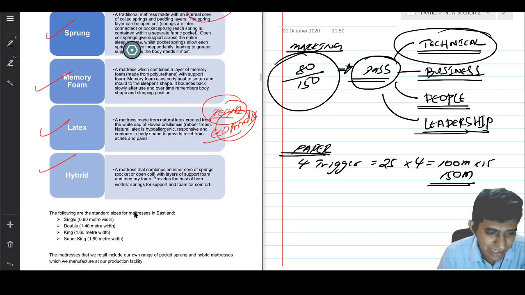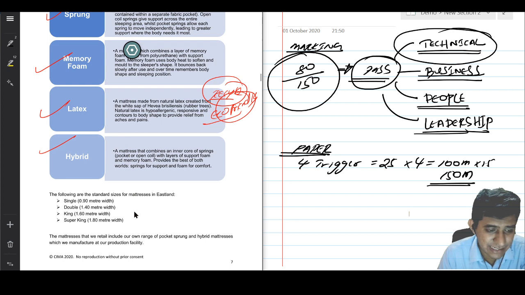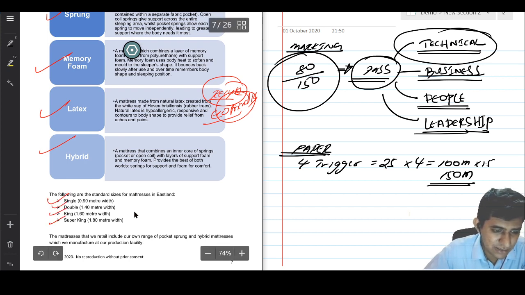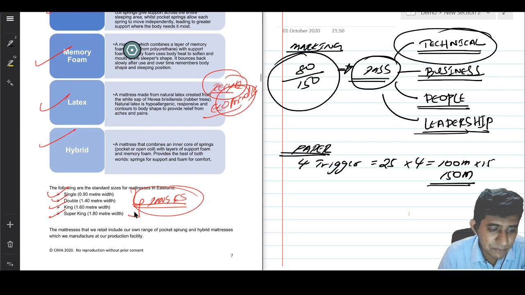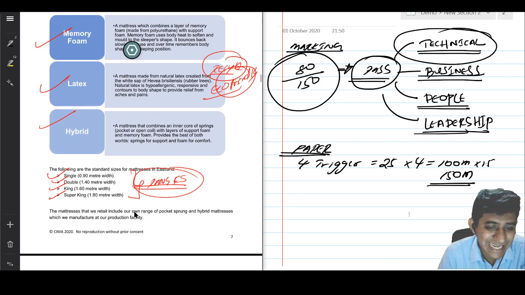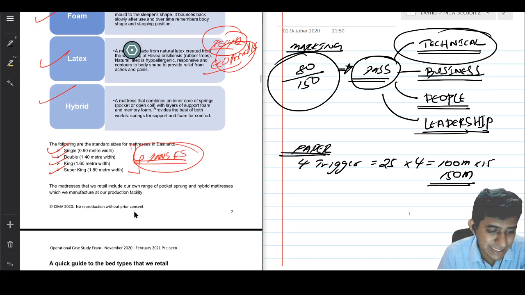Okay. And here they have given the standard sizes of the mattress: a single bed, double bed, king, and super king. So these are the mattress ranges they have given, students. Again, students, this can come in the P1 angle, where you need to identify the most profitable segment and you need to increase the contribution for that.